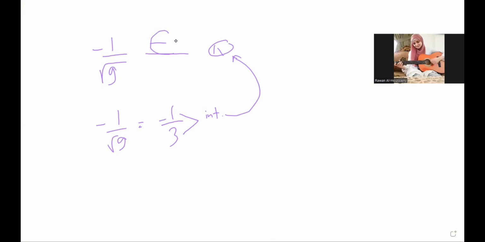The final one, we have 2 plus radical 6 and we have the set R. We know that any number that comes to our mind is a real number. So here, simply, we write it belongs to the set R. Okay, then we're done with this exercise.